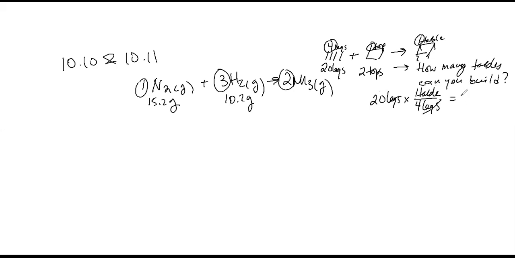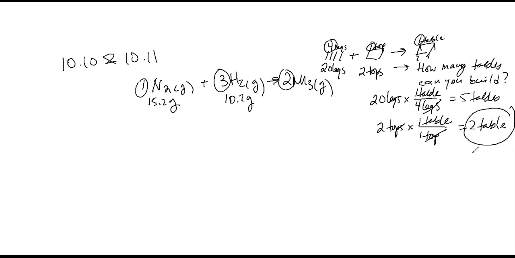Cancel, canceled: 5 tables. Now what about the tops? I have 2 tops, and remember the top-to-table ratio is 1 top always needed to produce 1 table. Cancel, cancel. So in reality you can only build 2 tables, because you don't have enough tops to build 5 tables. And so the tops will be nothing else but the limiting reactant.